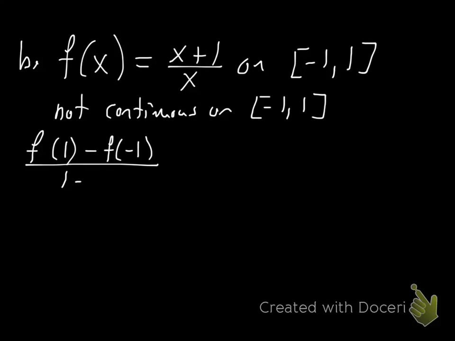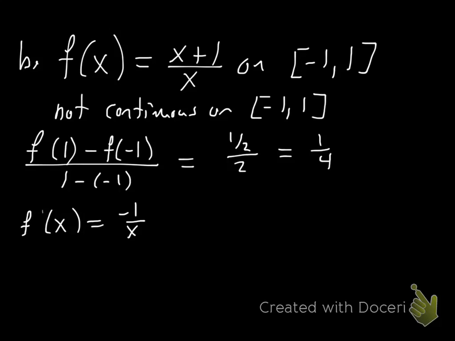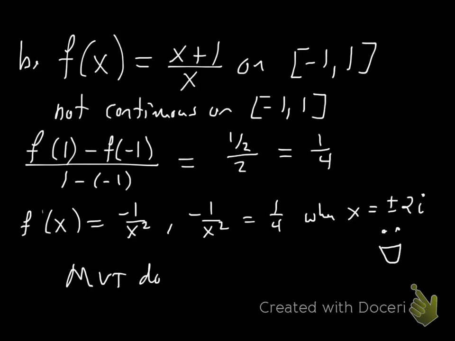Now let's say we just got carried away and we started doing this, and we would have gotten a slope of 1/4, and if we take the derivative we get -1 over x squared, and we would set the derivative equal to the secant line slope, and if we solve that we would get plus and minus 2i, which is imaginary, and we're trying to keep it real here. So no imaginary numbers, we're not graphing on the imaginary axis, anything like this.